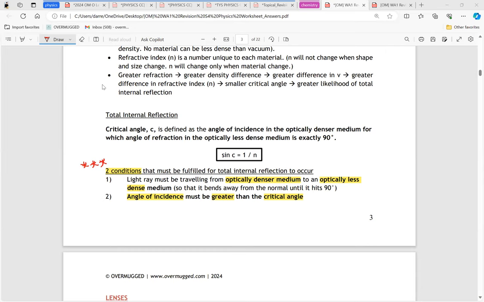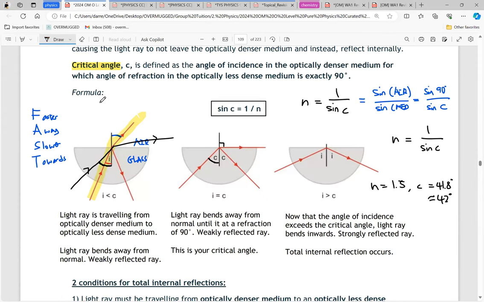All right? And I believe with a certain degree of understanding, this is not something that we need to memorize completely, but it makes sense in context to whatever we have discussed over here. We keep pushing the limit until it hits 90. That's the critical angle. Anything more than that, total internal reflection occurs.